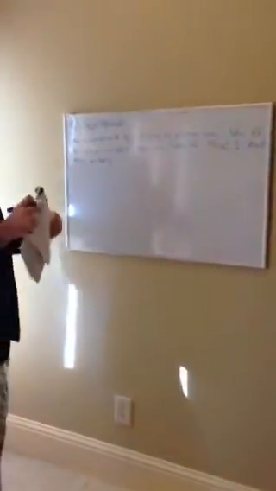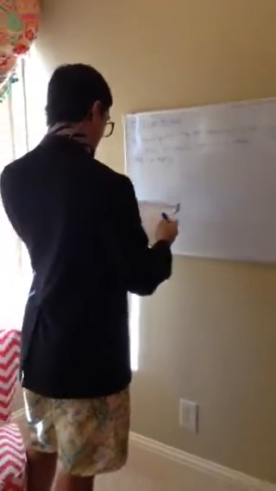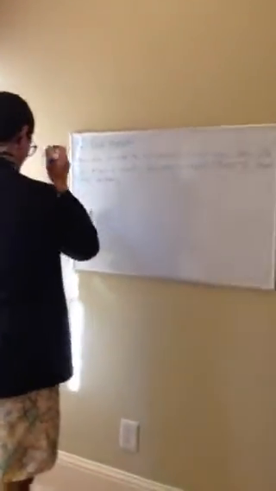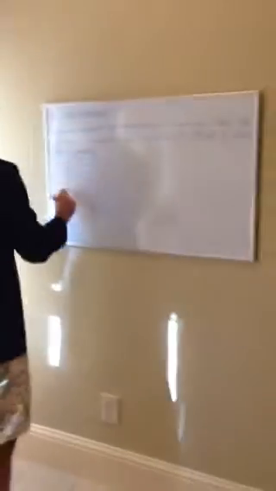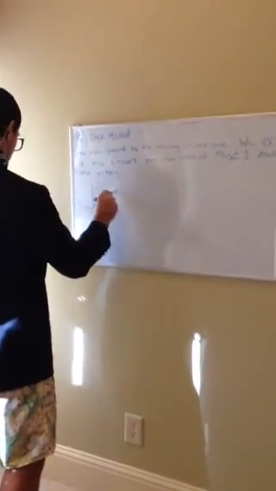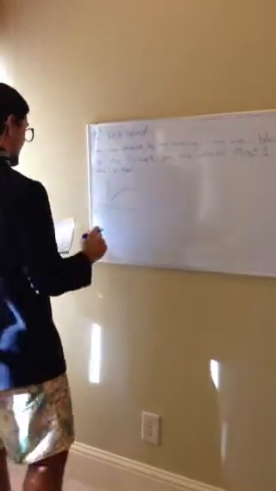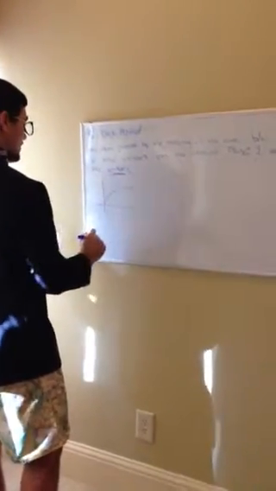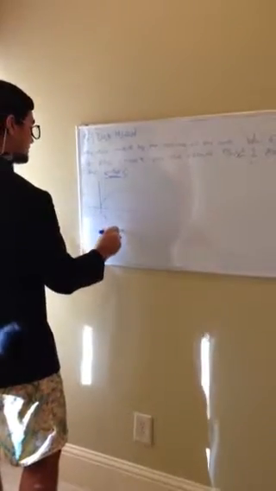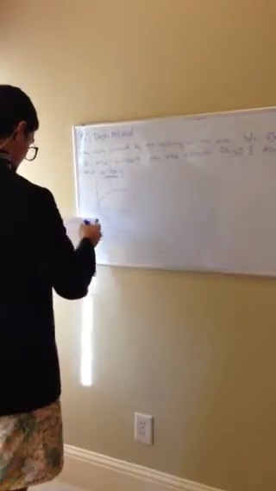Now I'm going to show you how to set this up. I will not finish it, but I'll show you how to set it up so you can finish it yourself. First we would want to sketch the graph just to see what we're dealing with. We know that the root x graph looks like that. Now since we are rotating it along the x-axis and reflecting it, it would look like this.